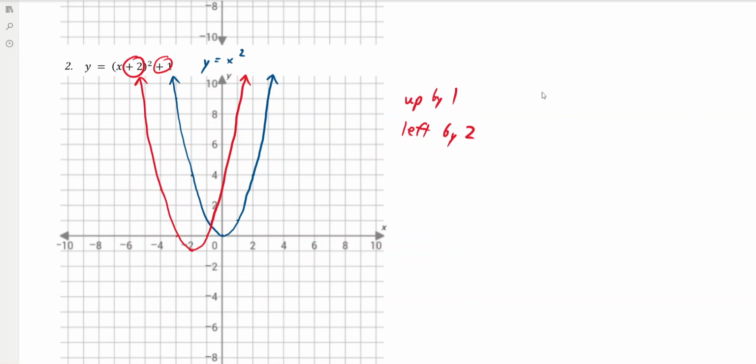The most important thing if you're drawing a quadratic and doing the translation is to make sure that you get this vertex point correct. As long as that's correct, the rest of it I'm not too worried about.